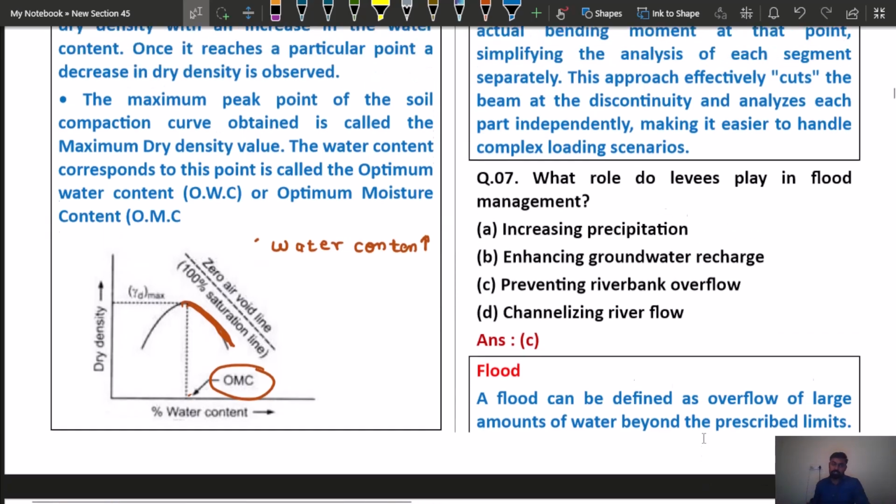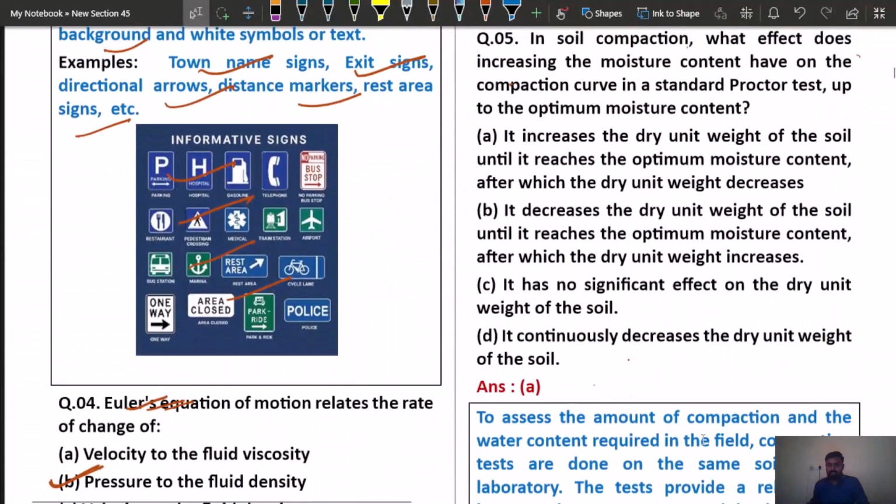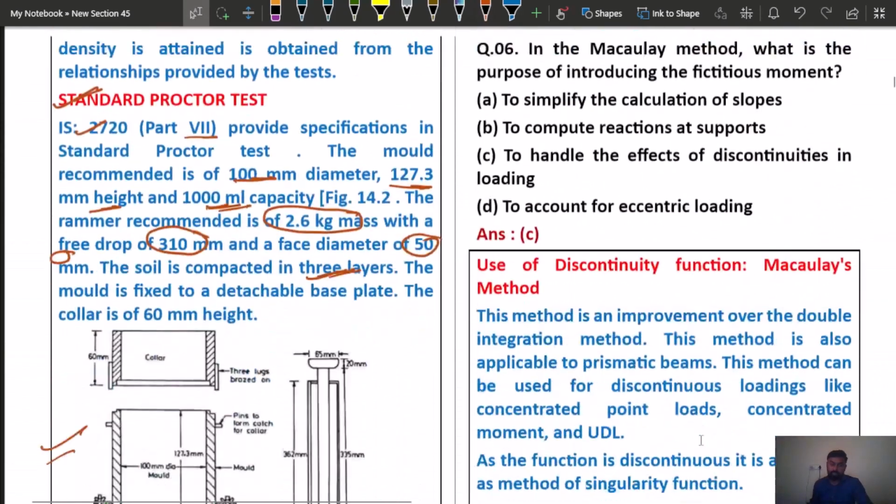So in our question, I hope everything is clear for all of you. When the moisture content is increased, it increases the dry unit weight of the soil until it reaches the optimum moisture content. Up to the optimum moisture content, the dry unit weight will increase, but after adding more moisture, the dry unit weight will decrease. So option A is correct in this question. Now proceed to the next question.